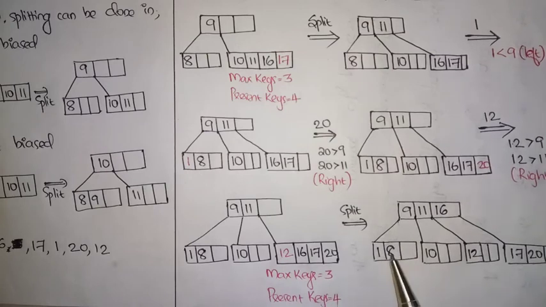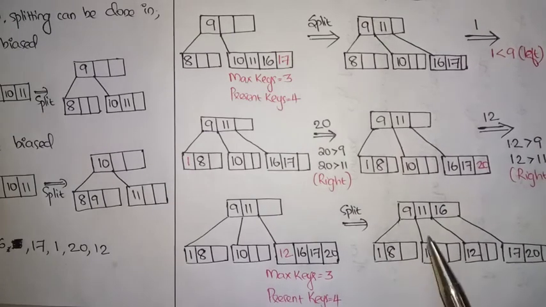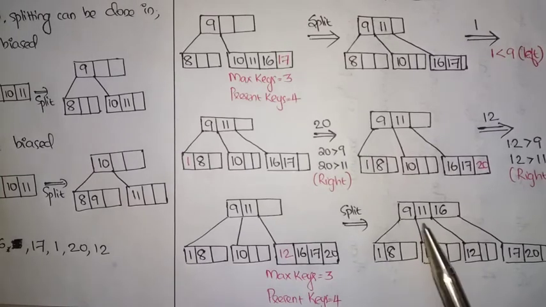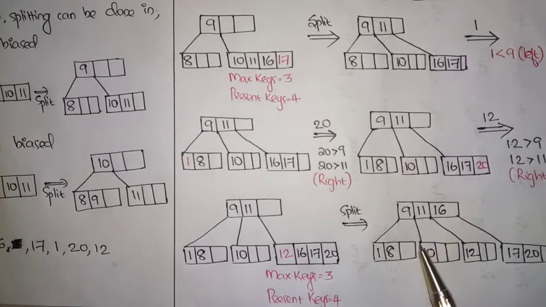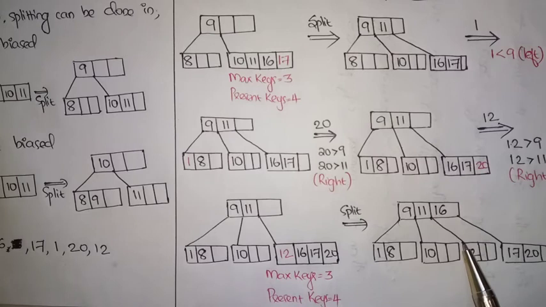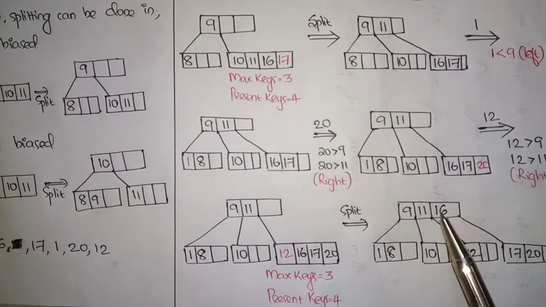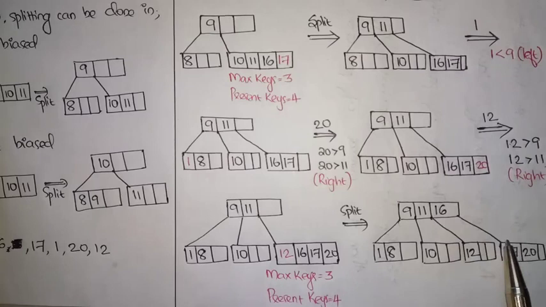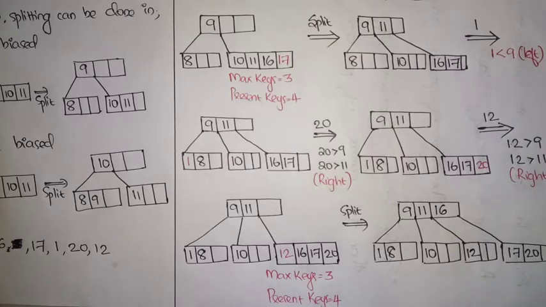So now 1 and 8 are lesser than 9. 10 is greater than 9 as well as lesser than 11. So that is why here it is the right child of 9 and left child of 11. 12 is greater than 11, so right child of 11, as well as 12 is lesser than 16, so left child of 16. Then 17 and 20 are greater than 16, so it becomes the right child of 16. So this is how we perform a B tree insertion in the case of a tree in which the order is 4. So I hope that this is clear.